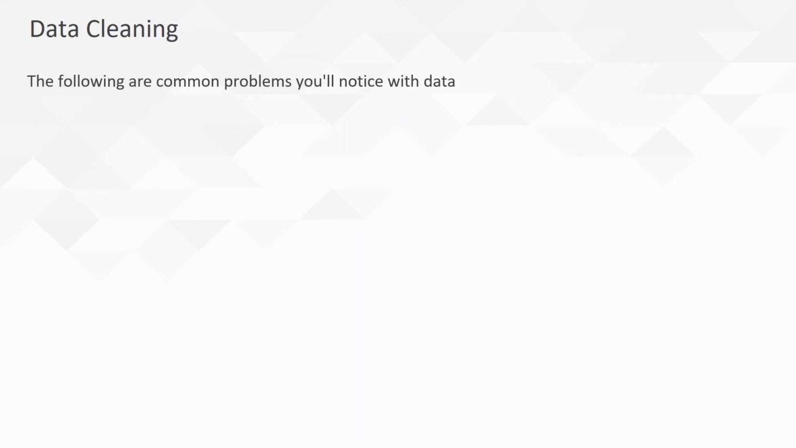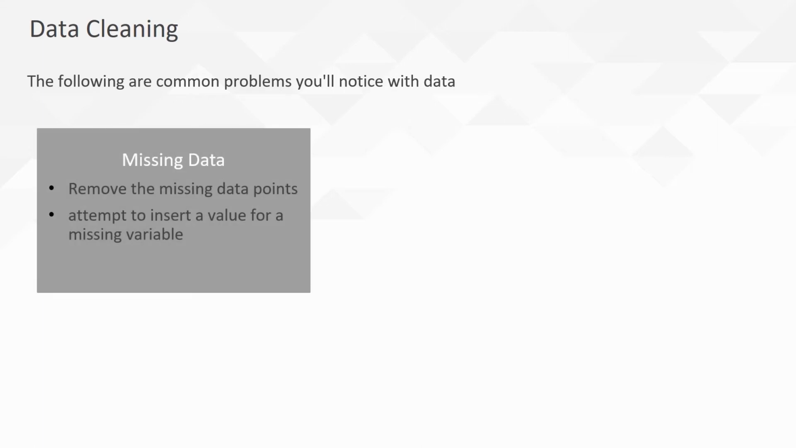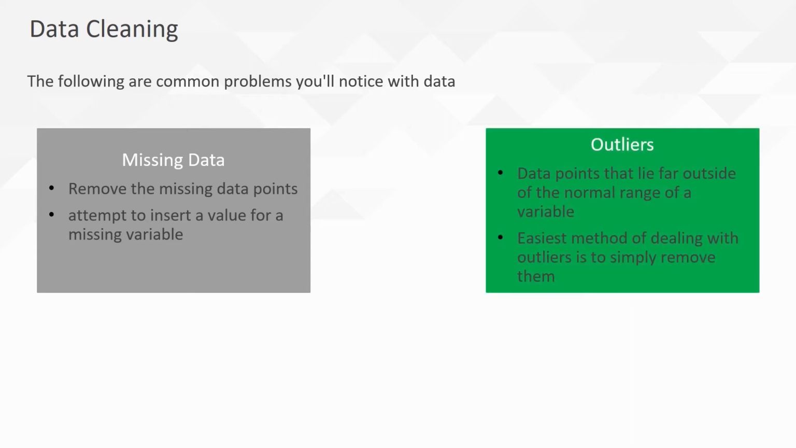Generally, feature creation and data cleaning go hand in hand. As you create your features, you might notice problems with the data that need to be dealt with. The following are common problems you will notice with data. Data could be missing. The easiest way to deal with missing data is to just remove those data points that are missing some data if it makes sense to do so. Otherwise, you can attempt to insert a value for a missing variable based on the average or median of the other data points. Outliers could be present.